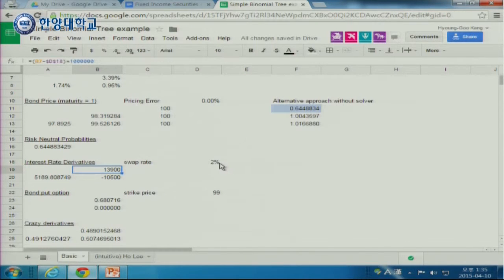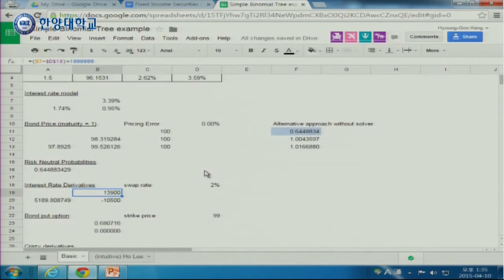In this case, the swap rate is 2% and the notional value is 1 million. So when the interest rate is 3.39%, then this one minus 2%, multiplied by 1 million, I receive this amount. But when the interest rate goes down, I receive only this one, but I have to pay 2%, with a notional value of 1 million, so I am receiving this amount. This is one kind of example, a swap contract, and we are interested in the value of this contract.